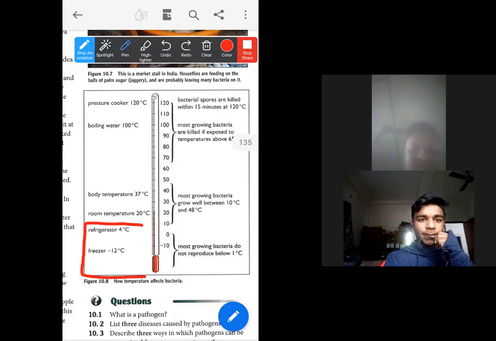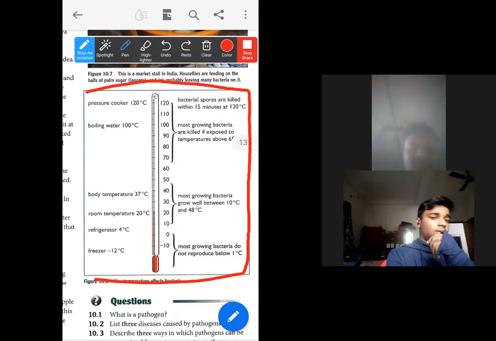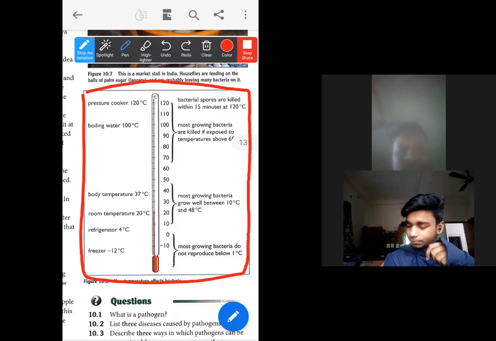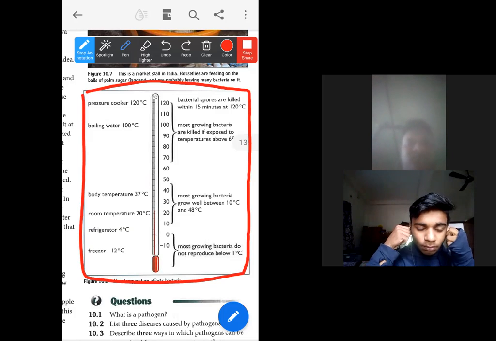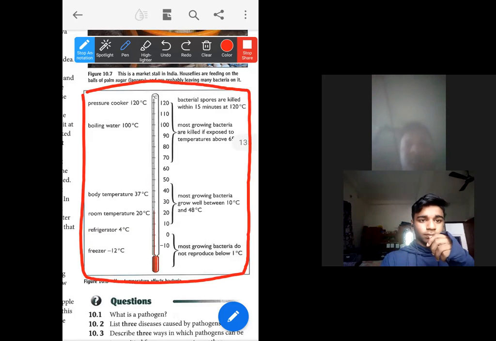Ma'am, I have one question. Why in room temperature do the bacteria grow more? In the enzyme chapter, you have learned about optimum temperature, optimum pH. For any particular structure, there is some optimum temperature at which it works best. So for bacteria, it is seen that the temperature between 10 to 48 degrees centigrade is the best temperature for the growth of the bacteria.